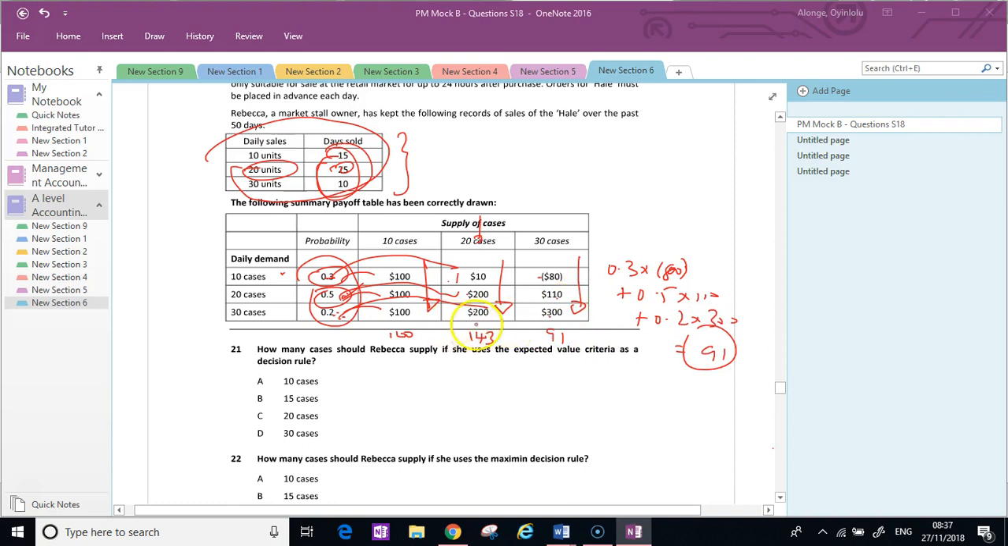So we can see here definitely that this gives us the highest average value. So based on this, we would supply 20 cases. There were never 15 cases in the first place. That was just a dummy. So we will supply 20 cases.